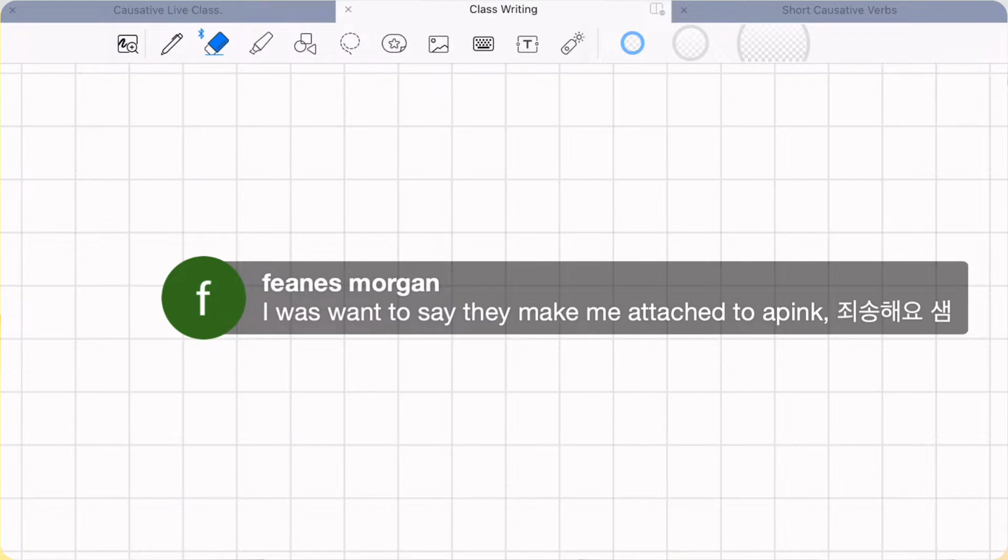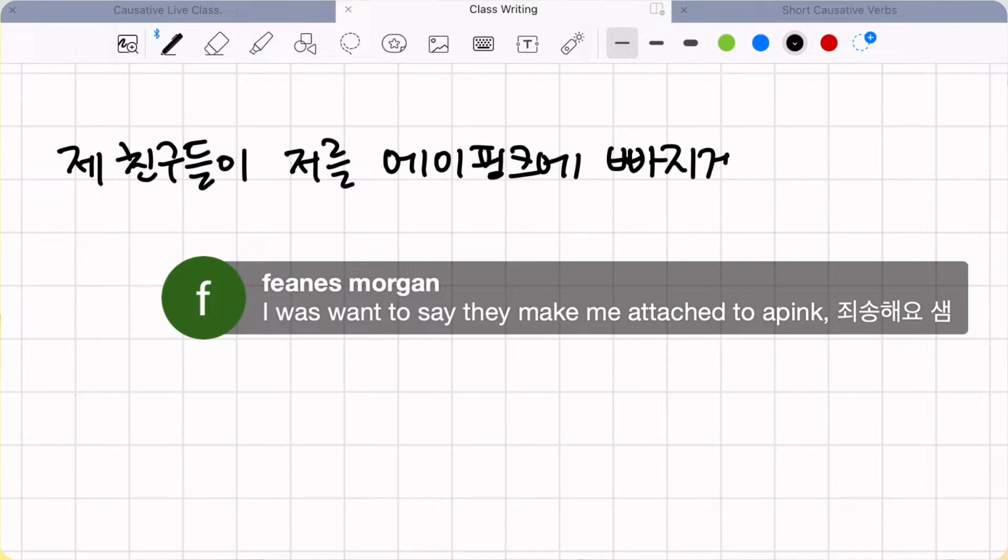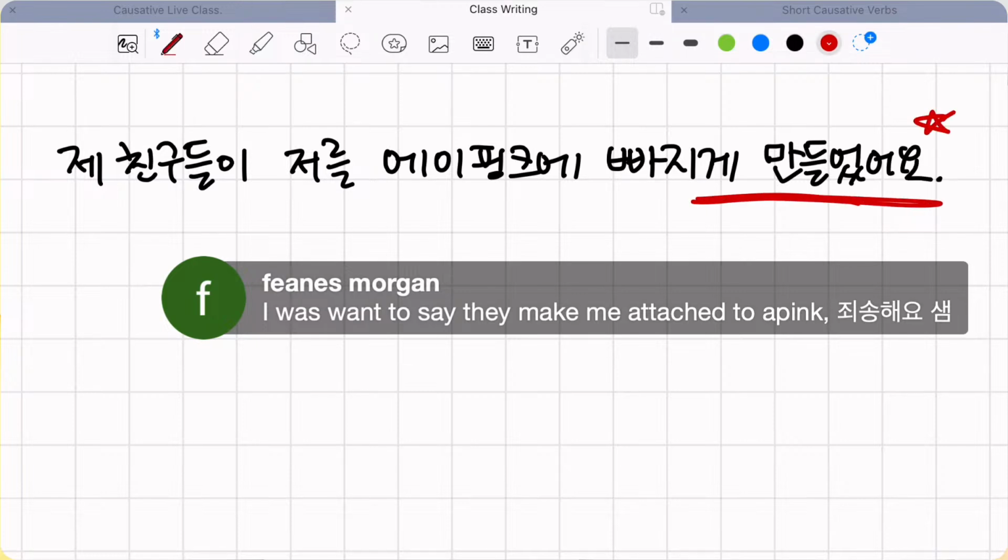So if you want to say they make me attached to a pink, you can say something like 제 친구들이 저를 에이핑크에 빠지게 만들었어요. You can say that. And this, as you can see, include the long causative verb, which include verb 게 만들다. This is one of the long causative expressions. So we will learn how to form this kind of sentence in our next video lesson. Morgan, I hope you would be able to watch that lesson.